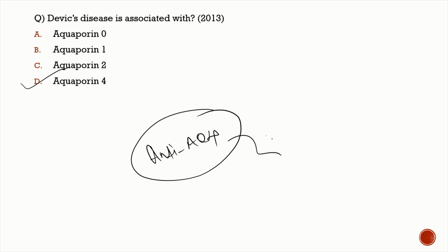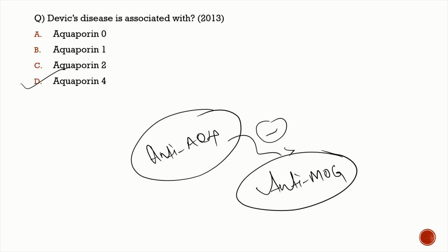In case the patient is negative for this, you always remember you have to look for anti-MOG antibodies, that is anti-myelin oligodendrocyte glycoprotein antibodies. In seronegative NMO, you have to look for these antibodies.